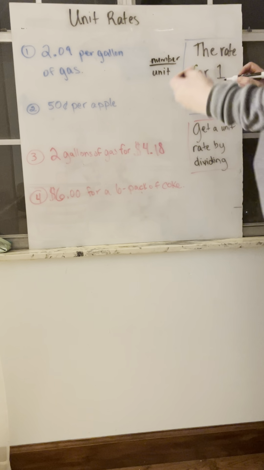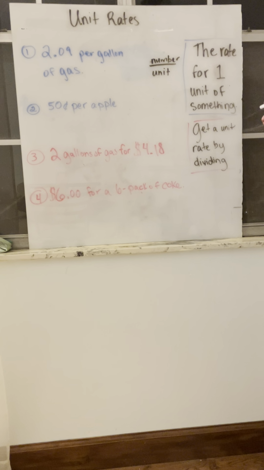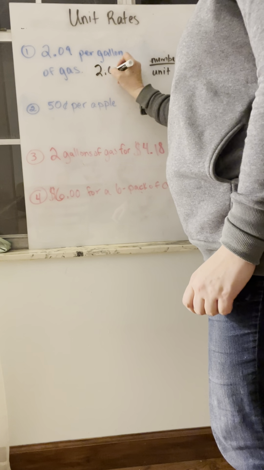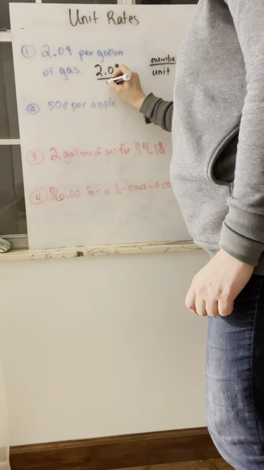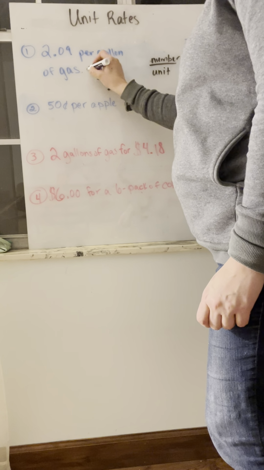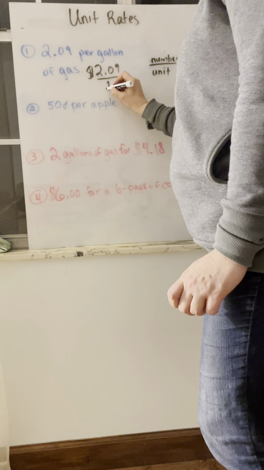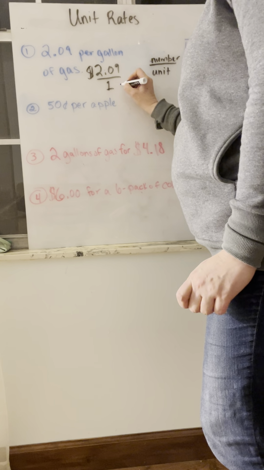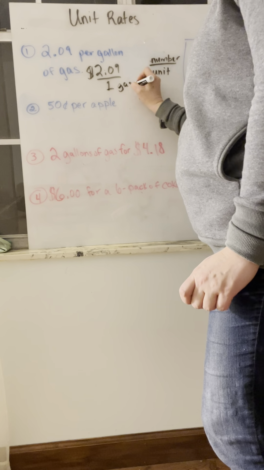For this one, it's $2.09 per gallon of gas, right? So the way we write that is 209 over 1 gallon of gas. That's our unit. That's what we're looking for. So money on top and gas on bottom. Okay.